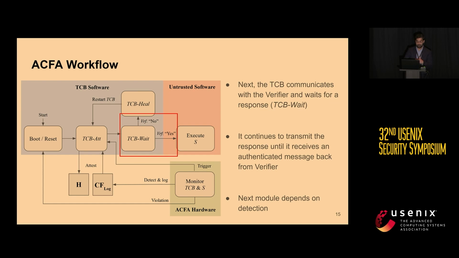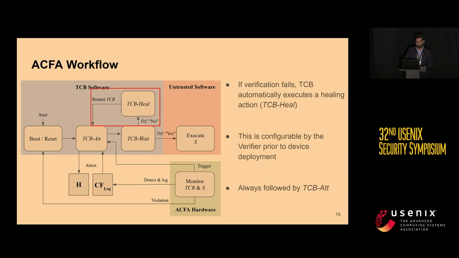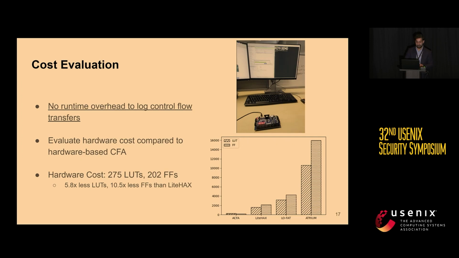After receiving a response, the next submodule depends on the response from the verifier. If they have approved of the evidence, then they inform the TCB to resume the sensing application in the untrusted portion of the code. However, if some compromise was detected, then we transition into the third and final submodule of the TCB, which contains a verifier configured healing action. This can include a variety of different actions depending on the verifier's desired security policy, such as erasing some critical data, shutting down the device, or patching a certain range of the program memory. This is always followed up by a re-execution of the TCB sequence in order to attest any changes made by the healing to the verifier.